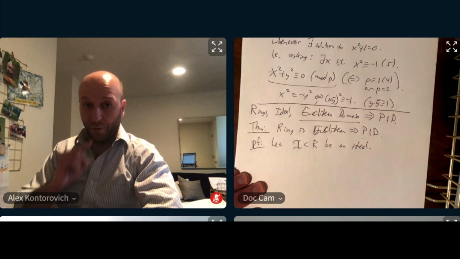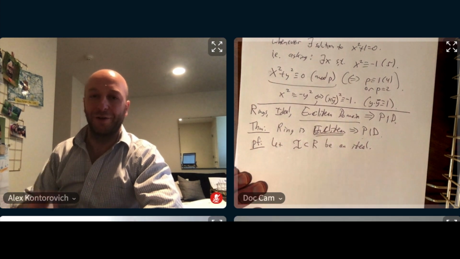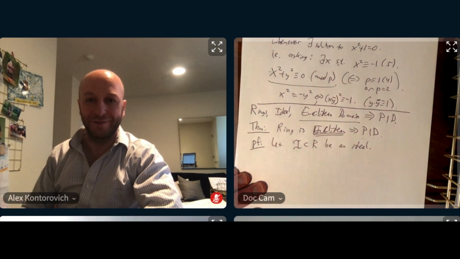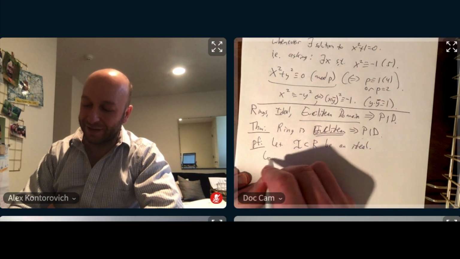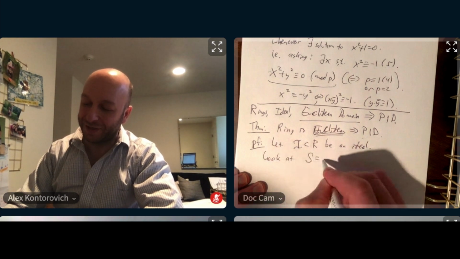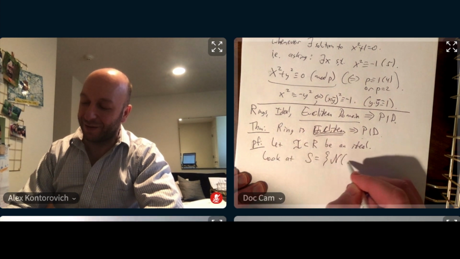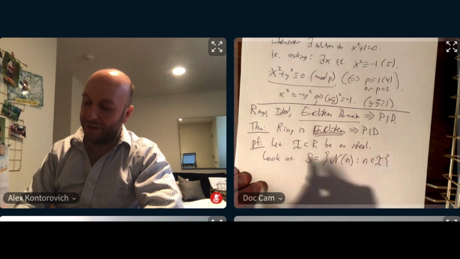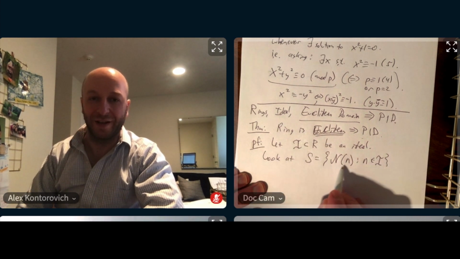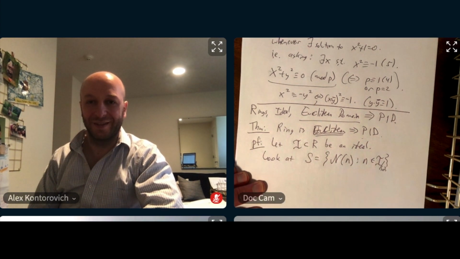We have, because it's Euclidean, the fact that it's Euclidean comes not only with a division algorithm, but with a norm function. And the norm function, so look at the set S, which is the set of all norms of elements, let's call them n, where n is in the ideal. But 0 is in the ideal and the norm function is not defined on the 0 element. So let's take out the 0 element. So far, so good?